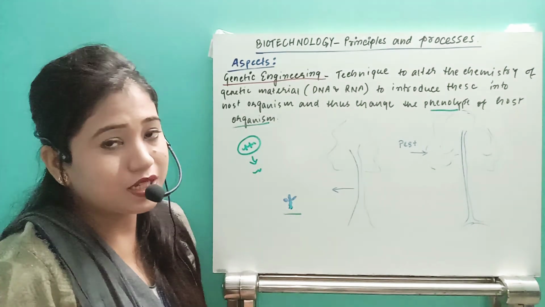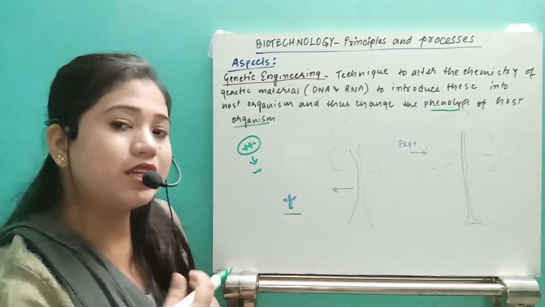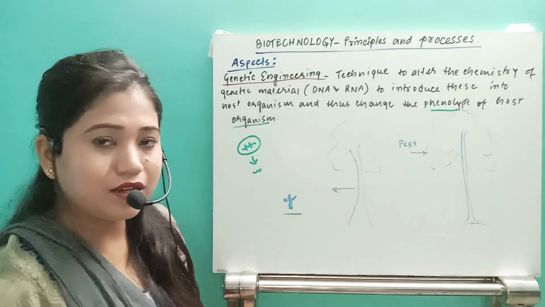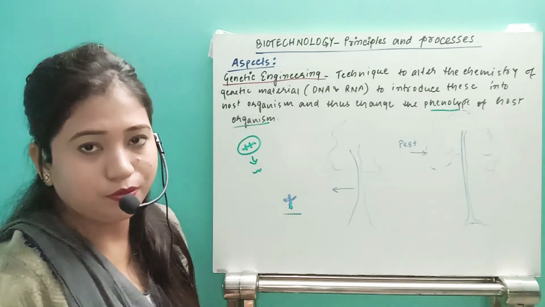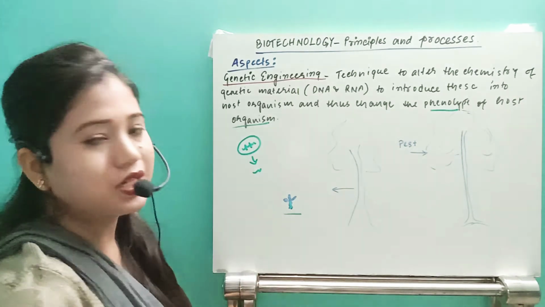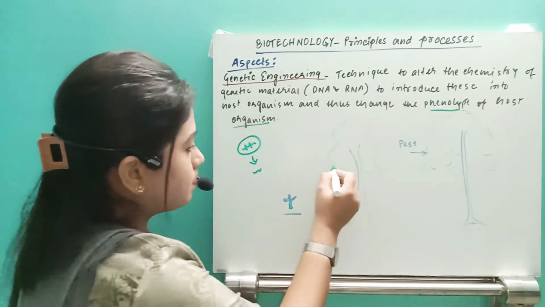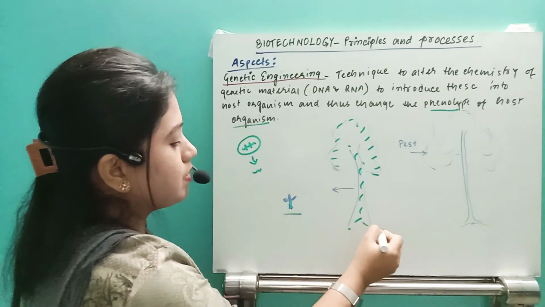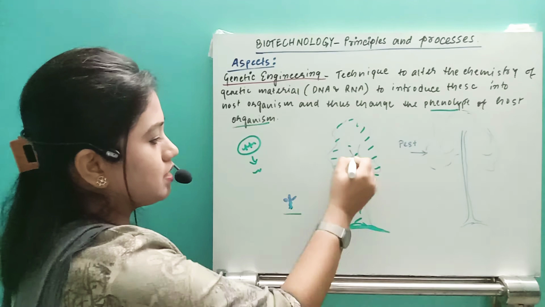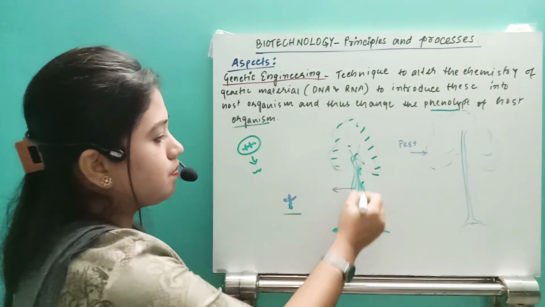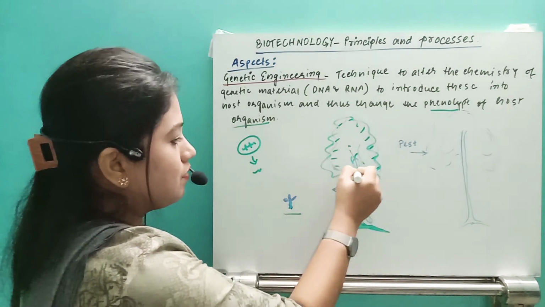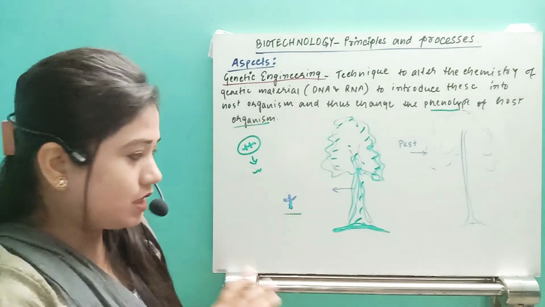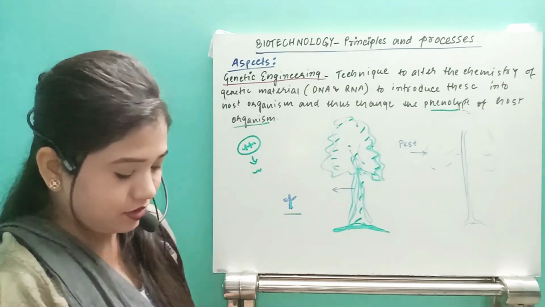That it will start to express means what? That specific gene will undergo the process of transcription and translation, and it will produce the product. Suppose toxin, that is Bt toxin. So this Bt toxin will be present everywhere in the plant. It will be present in the roots, in the stem, as well as in the whole leaves or fruits, everywhere. Now this Bt toxin is present everywhere.